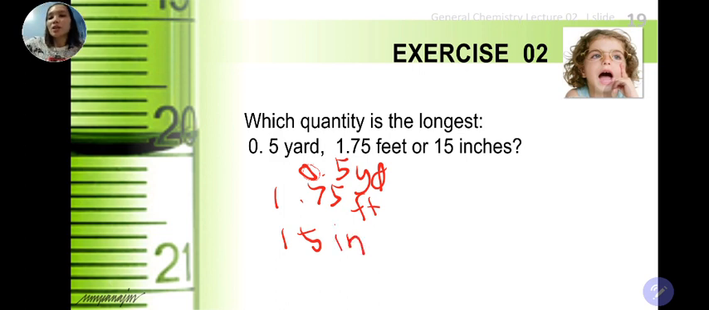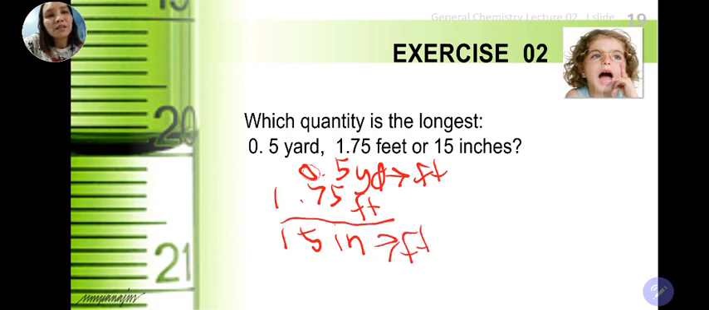So, ano yung unang gagawin nyo dyan? So, dapat i-convert nyo muna siya sa iisang unit of measurement lang. Dapat pare-pareho siya. So, yung yard mo is, i-convert mo siya sa feet. And then, yung feet mo as is na siya, yung 15 inches mo, convert mo rin sa feet. Okay?